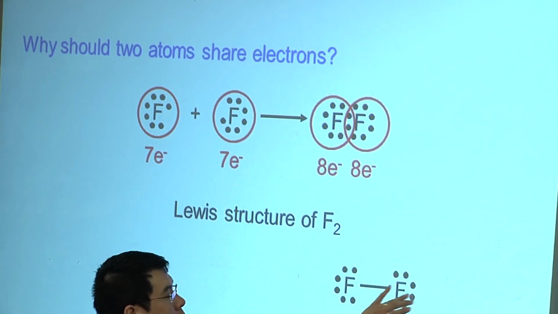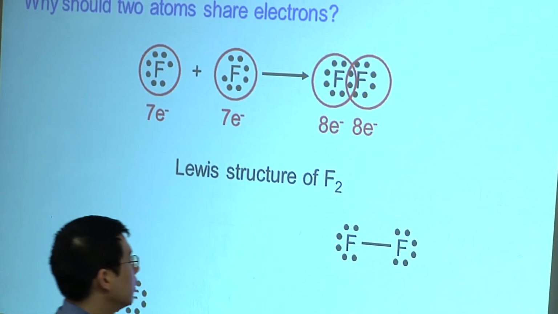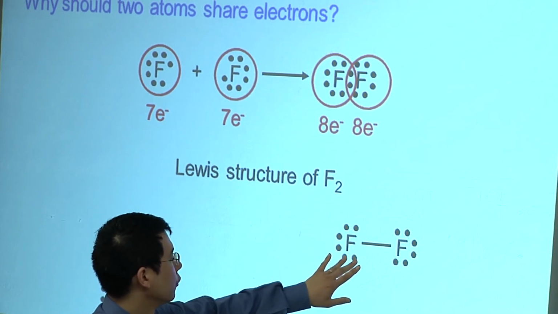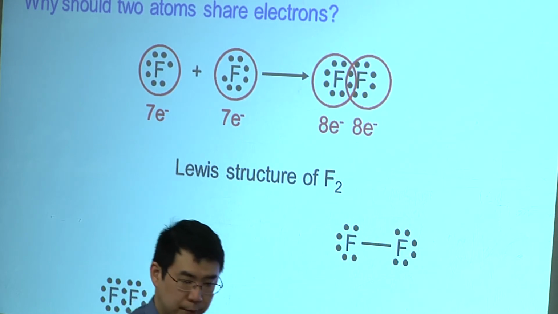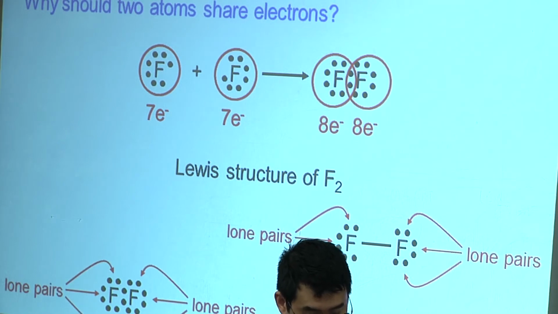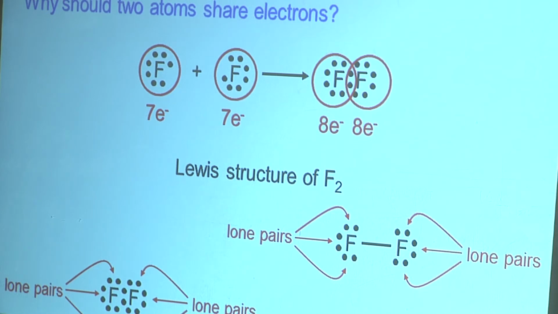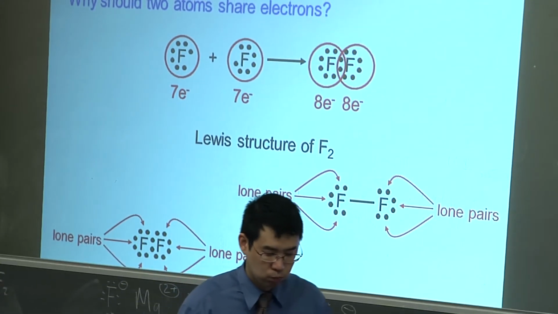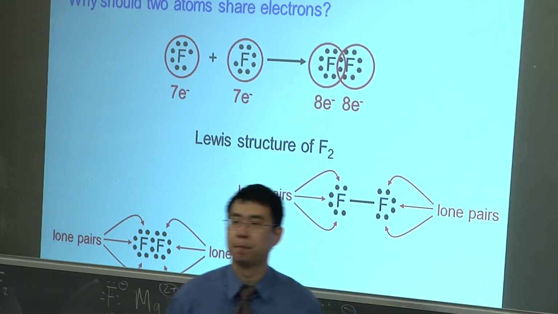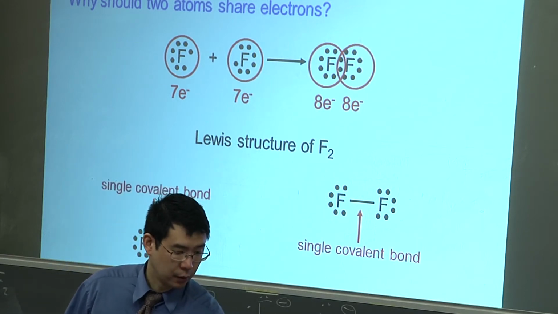The rest of these, now the pairing starts to become a little more important. These are called lone pairs. So there's one bonding pair in the bond, and one, two, three lone pairs on each F. Questions here? Right, single covalent bond.